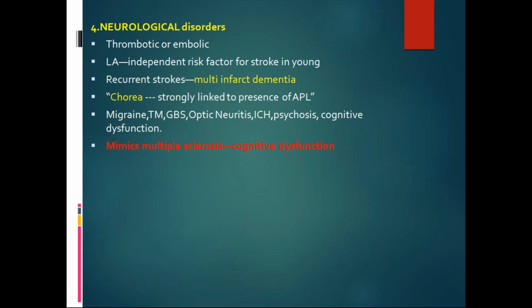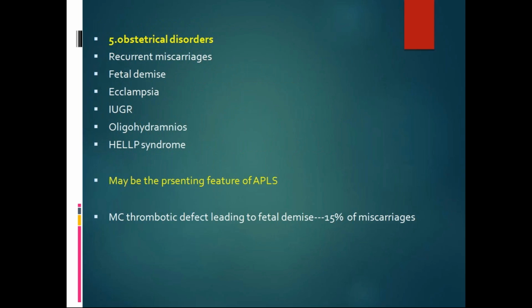As I already said, neurologic disorders, strokes are an important thing. Chorea and migraine can also occur. Guillain-Barré syndrome, optic neuritis. It mimics multiple sclerosis usually because of the cognitive dysfunction. But the important thing that you have to write is thrombotic or embolic phenomena, and of course, migraine is also an important thing. Of all this, what is important is obstetric: recurrent miscarriages, fetal demise, eclampsia, and all those things.